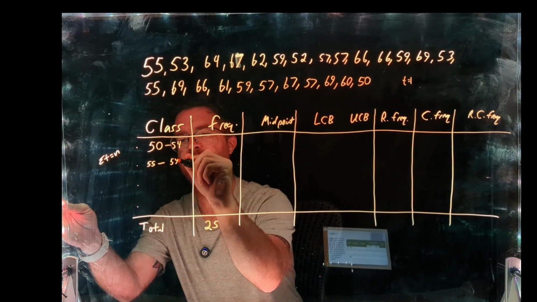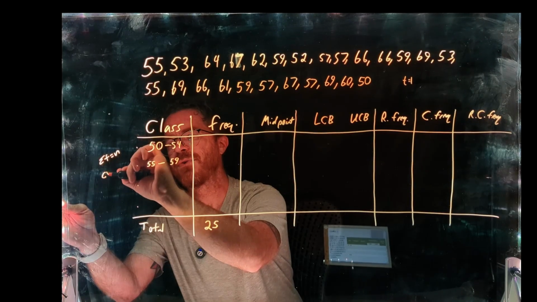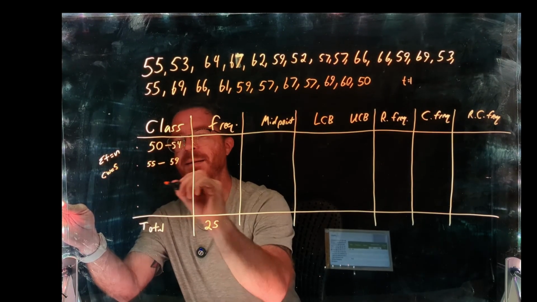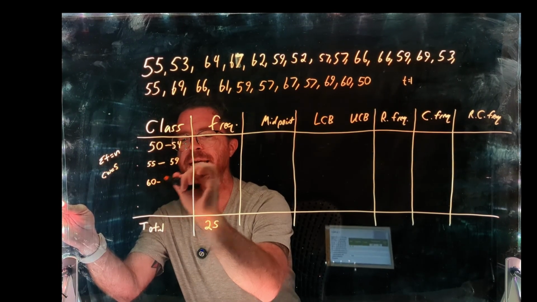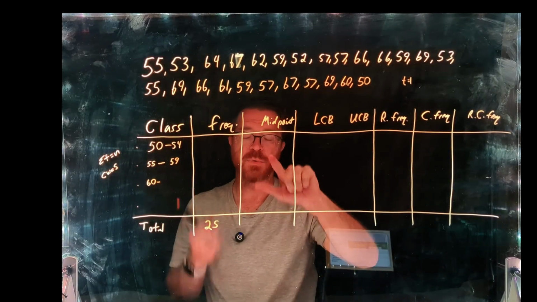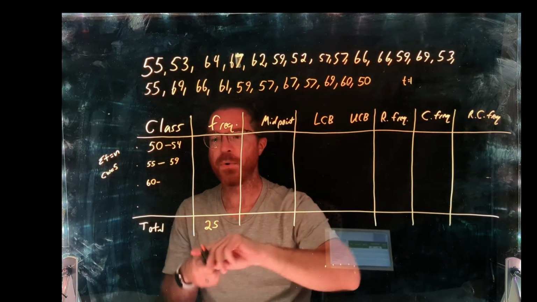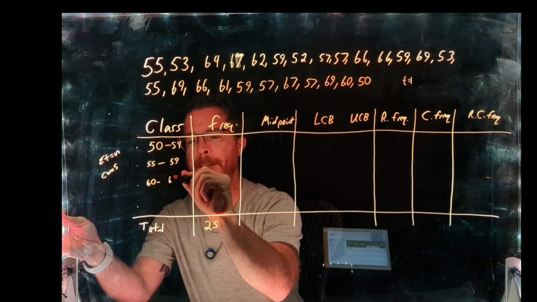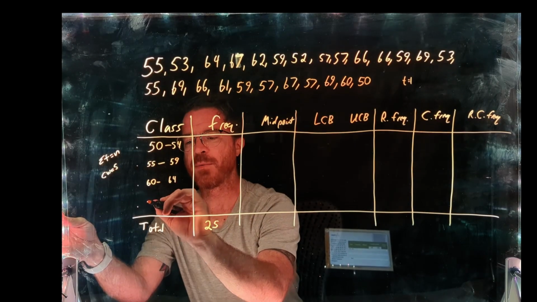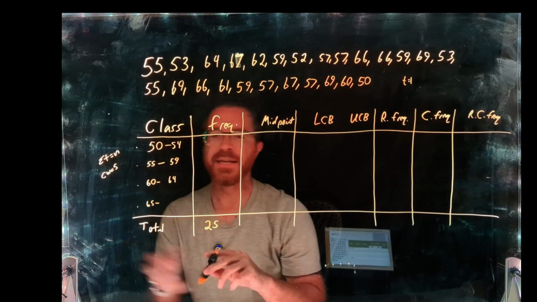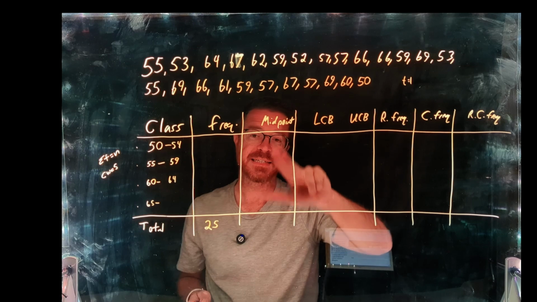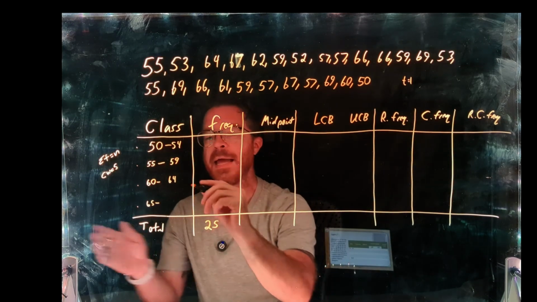Because we have a class width of 5. And then I'm going to go up by 1, so I'm going to go up to 60. So again, 60, 61, 62, 63, 64. My tolerance is 1, so I'm going to go up by 1 to 65. And then 65, 66, 67, 68, 69.